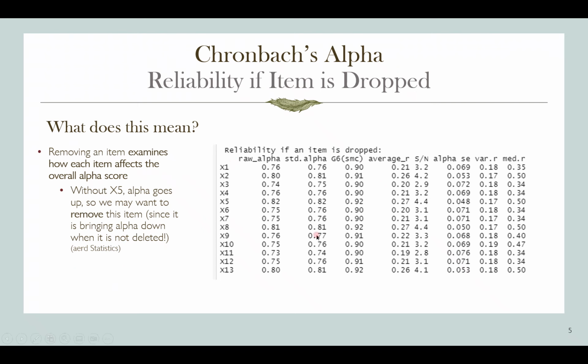So over here we can look at the reliability if an item is dropped. So we can, for instance, go over here and look at x5 and see how it significantly affects the alpha level. And so this tells us we may want to remove this item from our data set, and we can do this for all of these items and see how they affect the alpha score.